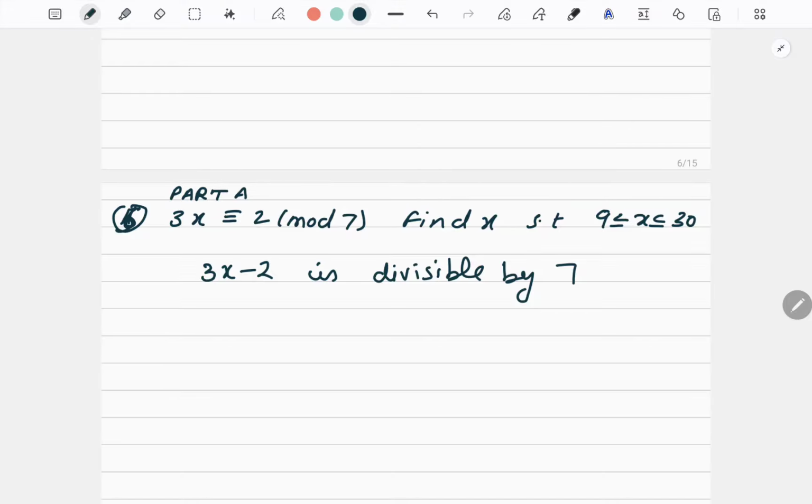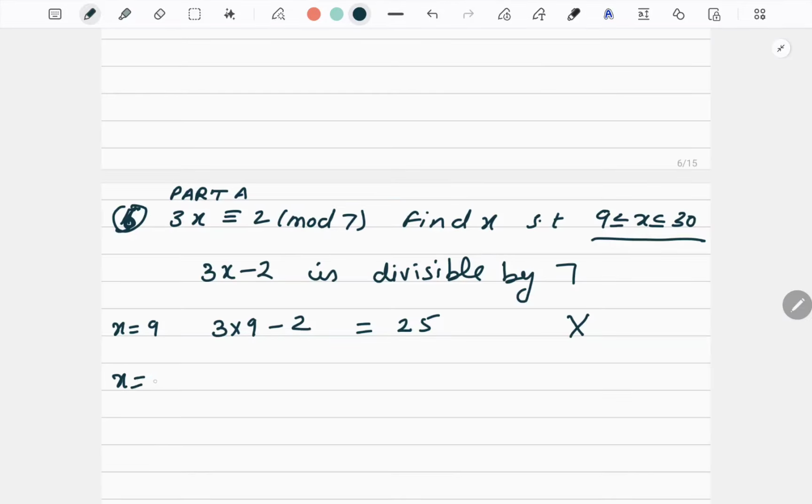See, they have given me the range from 9 to 30, so I have to take from 9 to 30. Otherwise, you should start from 0 always if it is not given. But since it is given, I will take from 9. So now if I take x is equal to 9, so I'll have 3 into 9 minus 2, which is equal to 27. 9 3s are 27. 27 minus 2 is 25. Correct? So definitely 25 is not divisible by 7. So this answer is ruled out.